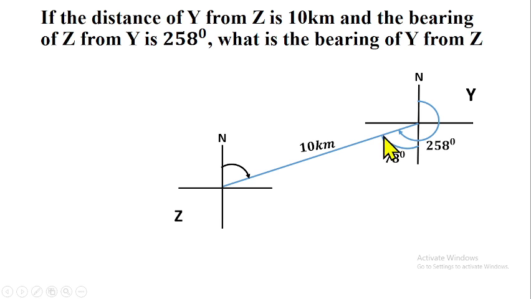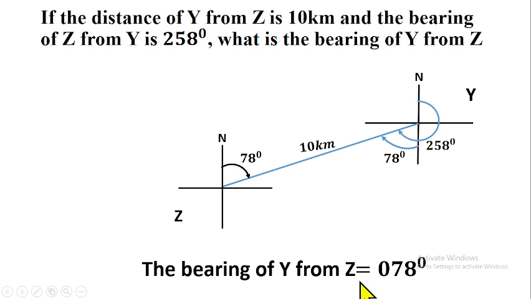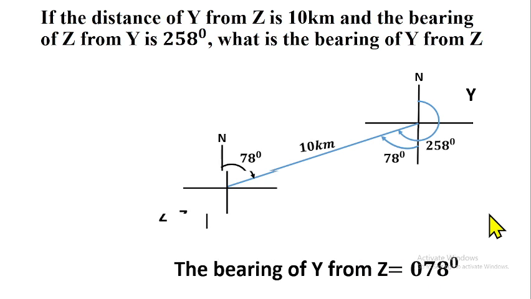And that means 78 degrees is alternate to the angle that is here. The angle here is alternate to the angle that is here. This z is formed here, as you can see. So this angle here is alternate to this angle that is here. So that means the bearing of y from z is going to be 78 degrees as well. So the bearing of y from z is 78 degrees, as you can see.